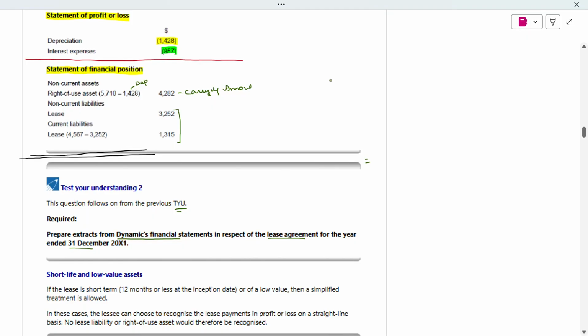What do we have to do first, tell me? Statement of profit and loss extract. Just refer, I am putting it. Statement of profit and loss account for 31st December 2001. Okay, how much is the depreciation? What is the right of use of asset?